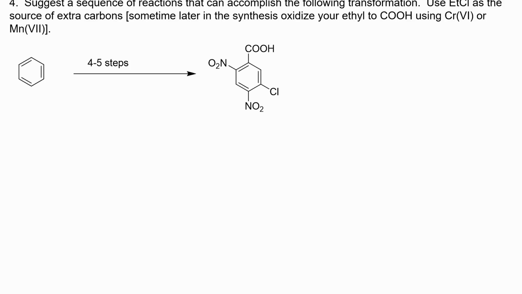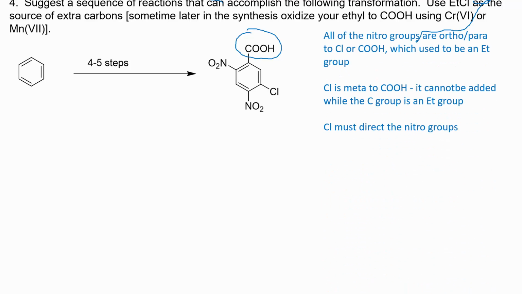So this group here, the carboxylic acid group, remember, is going to come from a side chain oxidation that was discussed in the previous chapter. Let's analyze this.